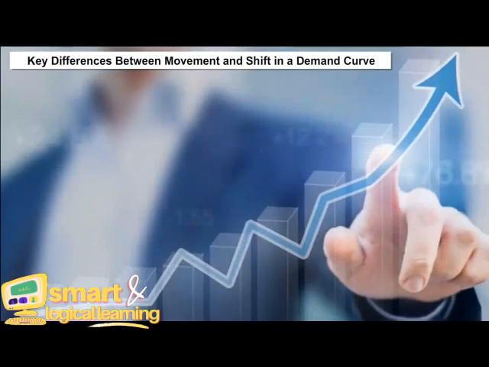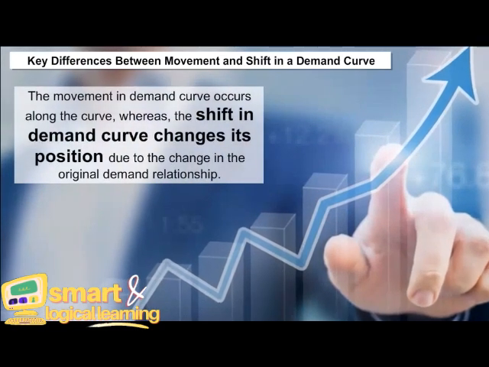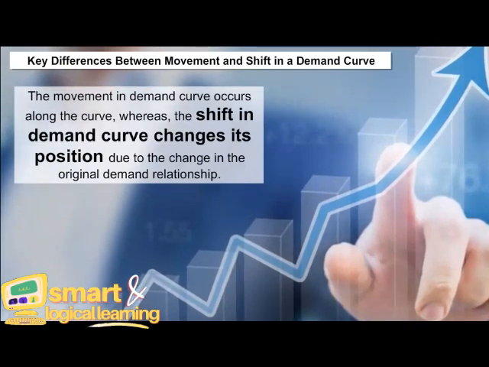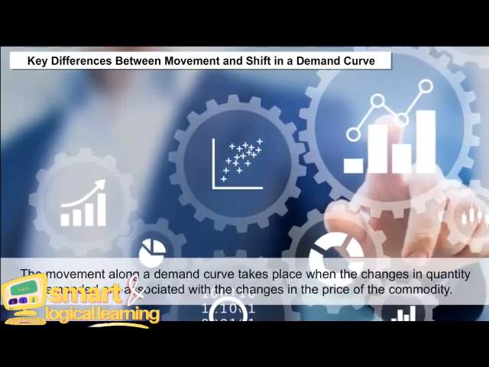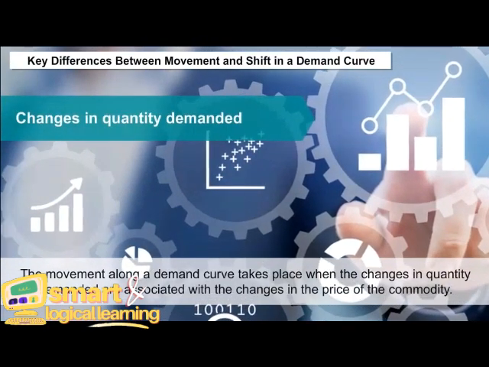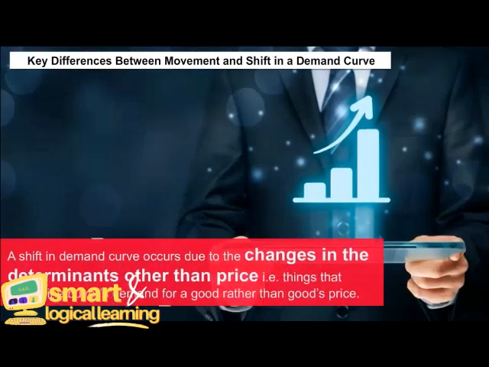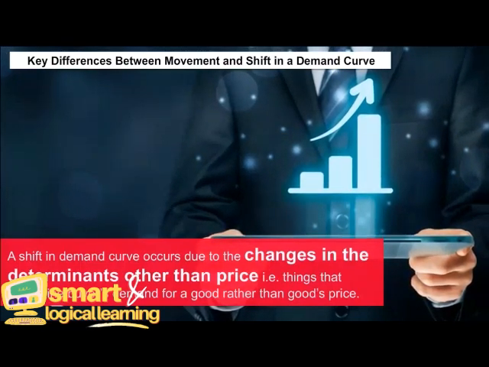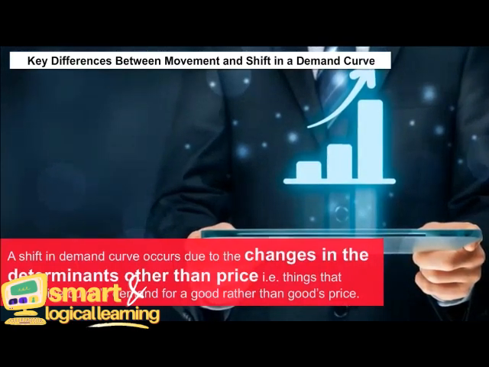Key differences between movement and shift in a demand curve. The movement in a demand curve occurs along the curve, whereas the shift in a demand curve changes its position due to a change in the original demand relationship. Again, the movement along a demand curve takes place when the changes in quantity demanded are associated with changes in the price of the commodity. But a shift in the demand curve occurs due to changes in the determinants other than price, that is, things that determine buyers' demand for a good rather than the good's price.